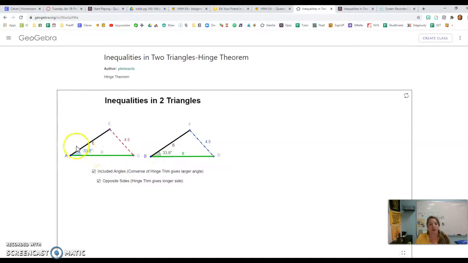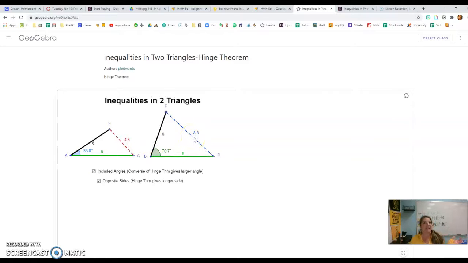So I want you to watch. This angle is going to stay 33.8, but I'm going to change this angle over here. So I'm going to drag this letter F. I'm actually going to make it bigger. So now this angle is 70.7. Notice the side is still 6. This side is still 8. This is 6. This is 8. 33.8 is smaller than 70.7. And then 4.5 is smaller than 8.3.